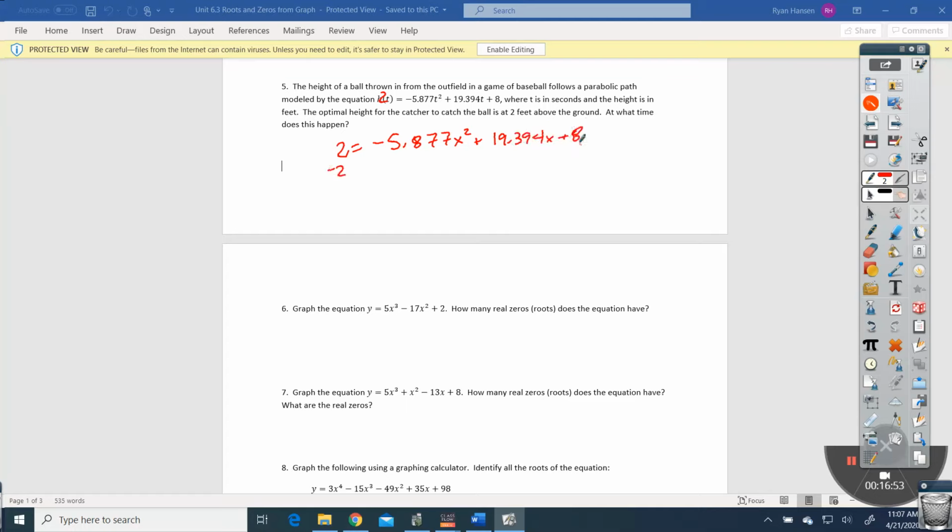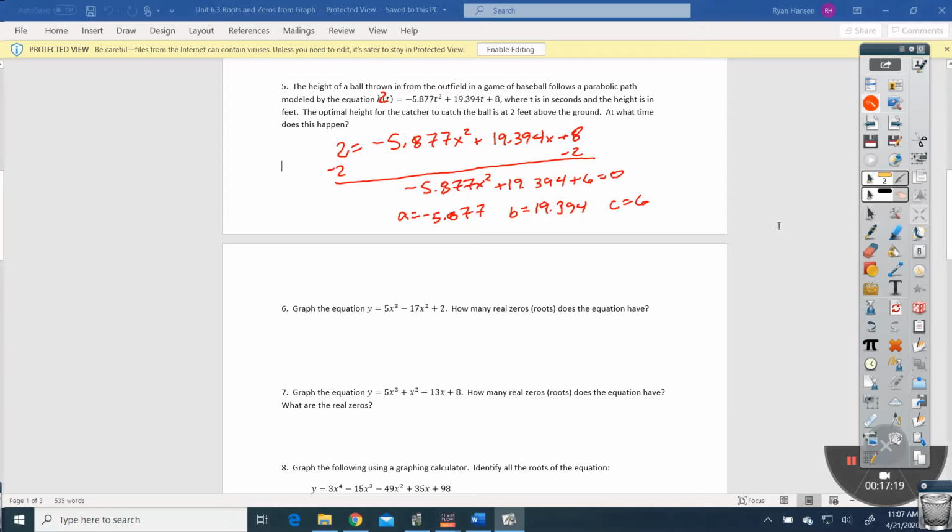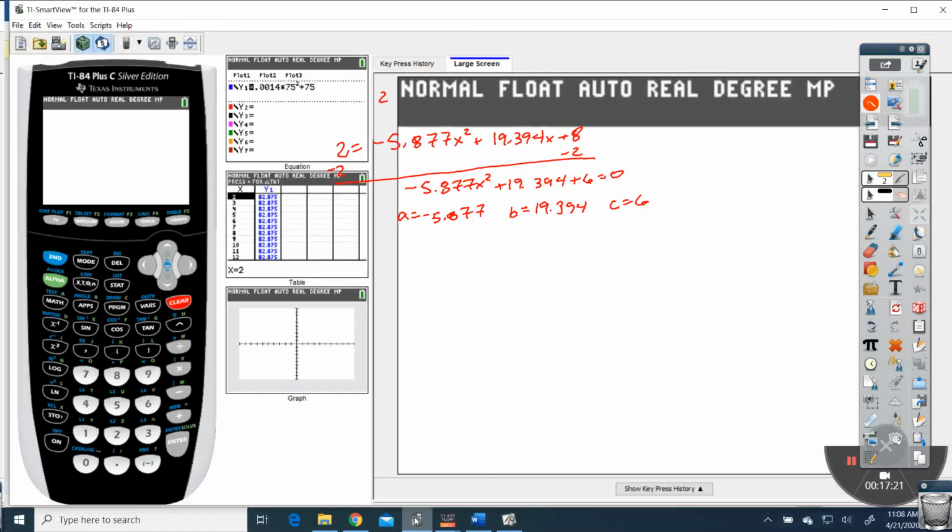So now I get it equal to 0 because that's how it needs to be so that we can solve this, it needs to be equal to 0. So I now have my equation set up where A is negative 5.877, B is 19.394, and C is 6. So again, I go to my calculator, and I probably should write that into the quadratic formula first so you can see what I'm going to do.